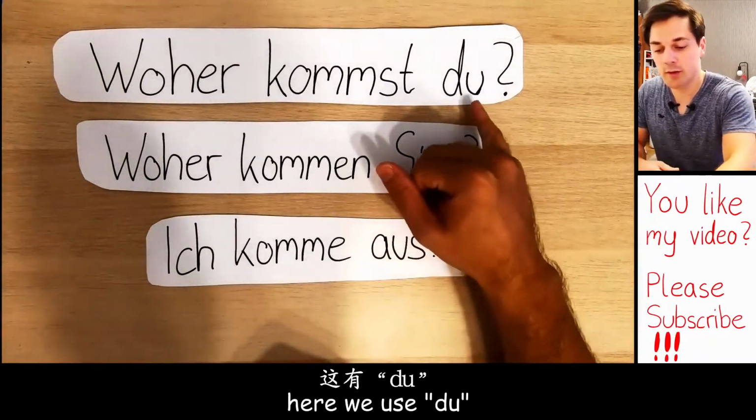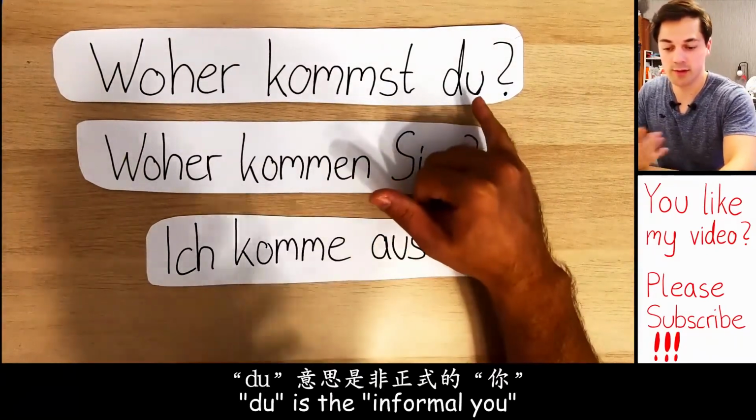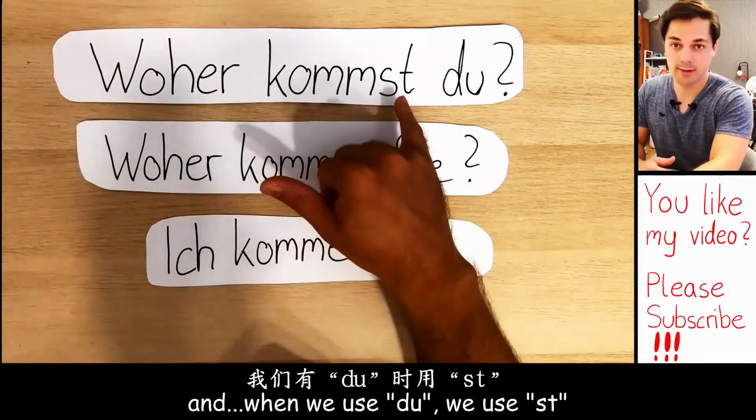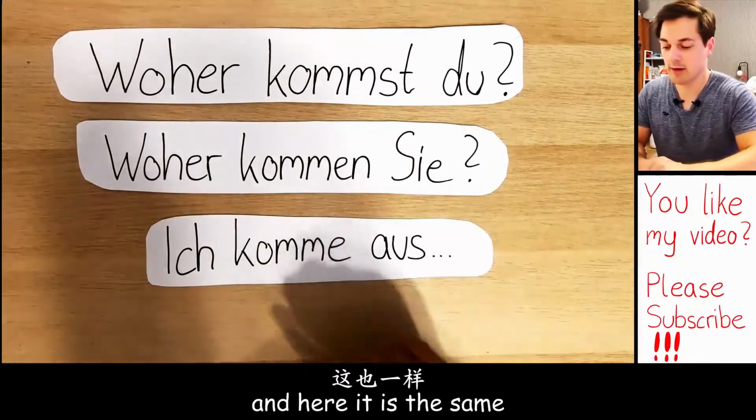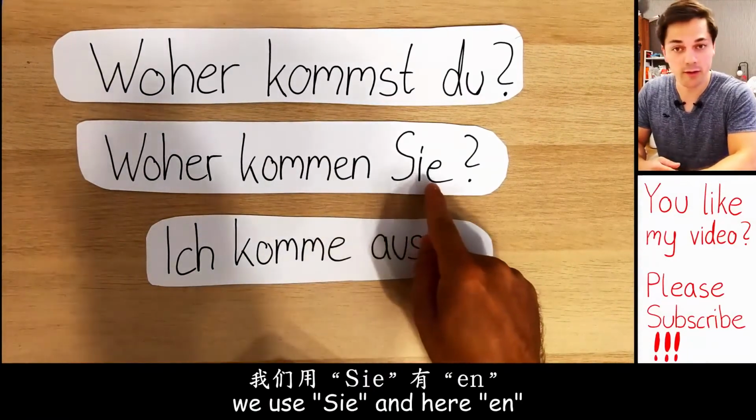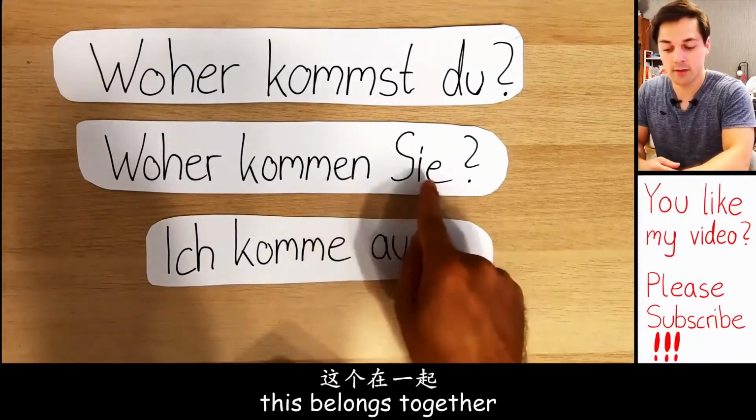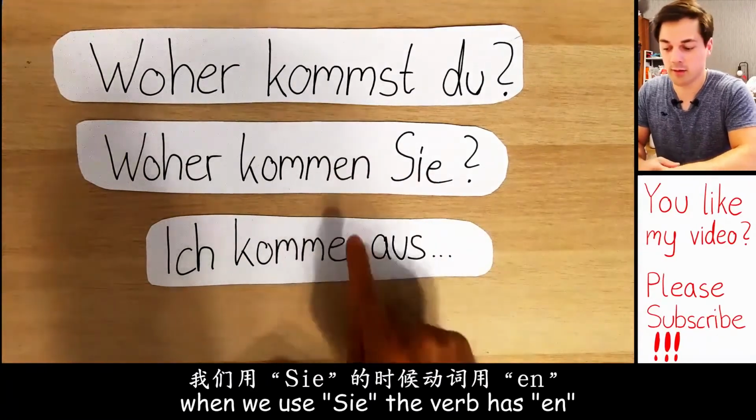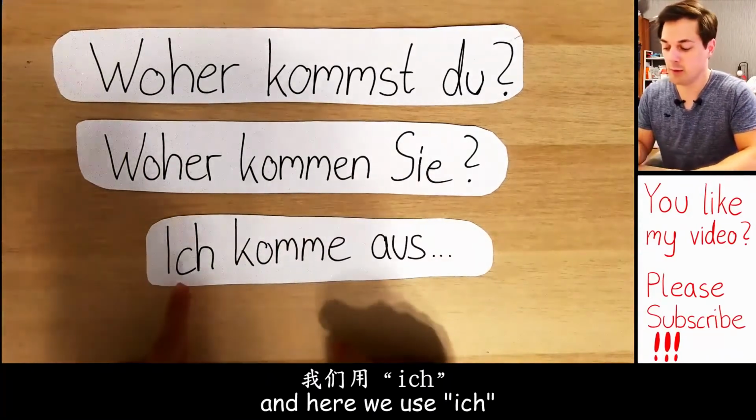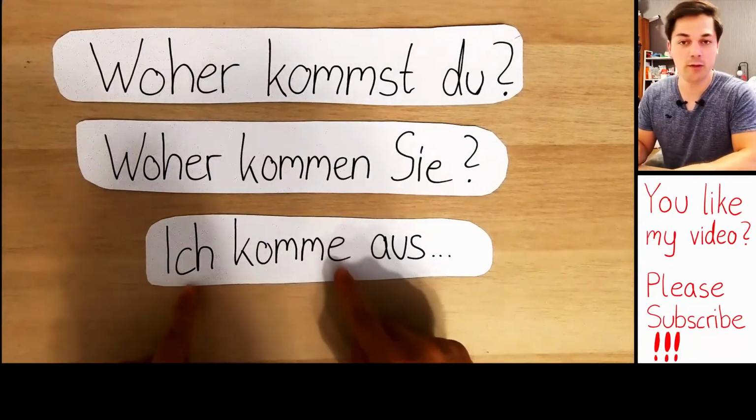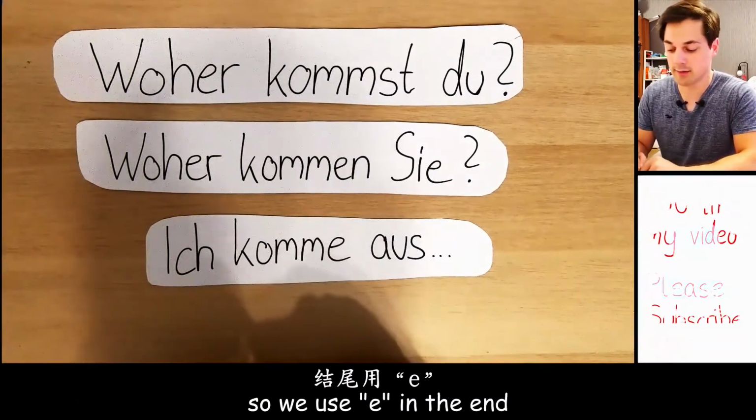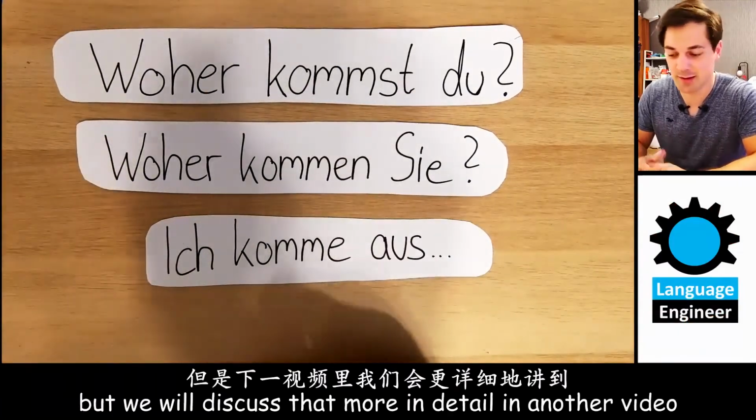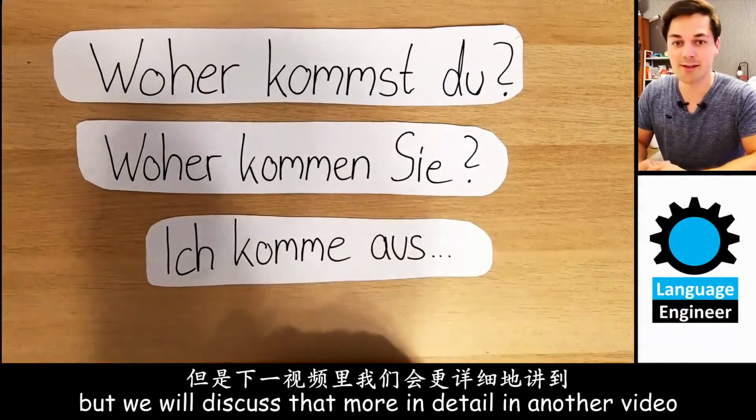So here we use du. Du is the informal you, and when we use du, we use st. So this belongs together. And here it is the same. We use sie, and here en. This belongs together. When we use sie, then the verb has en. And here we use ich. So we use e in the end. So this belongs together. Okay, now you also understand this, but we will discuss it more in detail in another video.